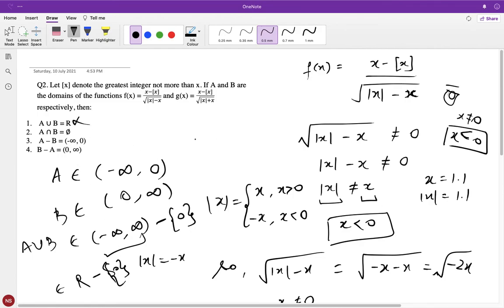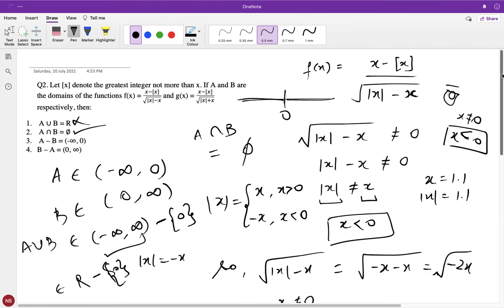Now look at A intersection B. A intersection B will be all the elements which are common to A and B. So A is what? Everything on the left of the origin is A, everything on the right of the origin is B, and origin is not included in any of those. So A intersection B is a null set, there is nothing. So this is the correct option.